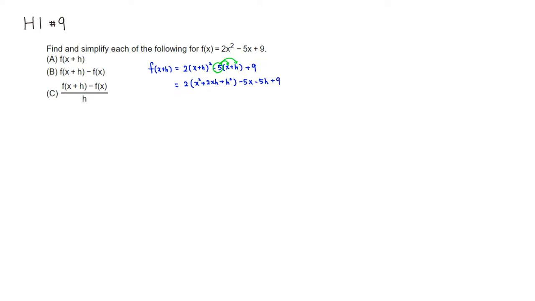Then here we're going to just distribute 2 to these 3 terms. So this is going to be equal to 2 times x squared plus 2 times 2xh, so 4xh, plus 2h squared and minus 5x minus 5h plus 9. So let's type it in.